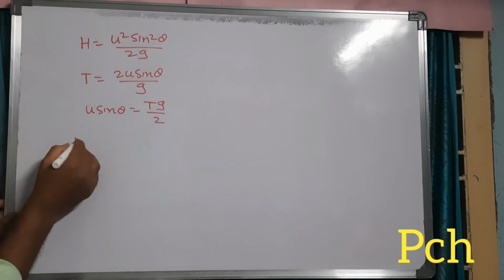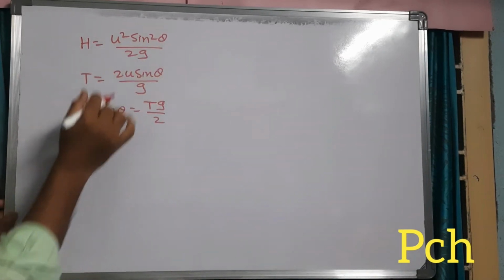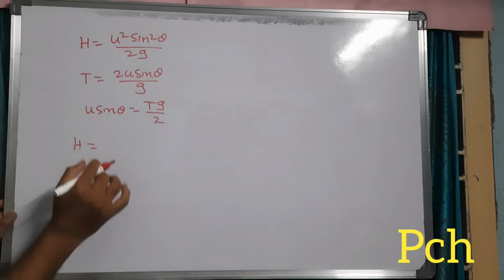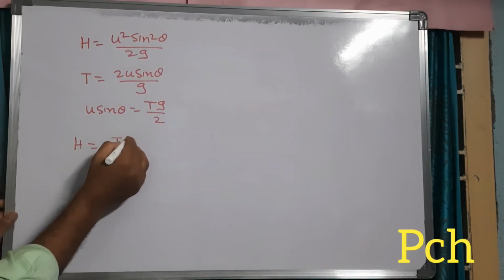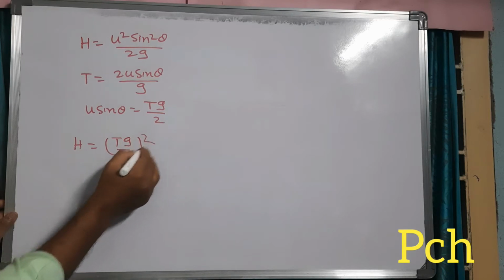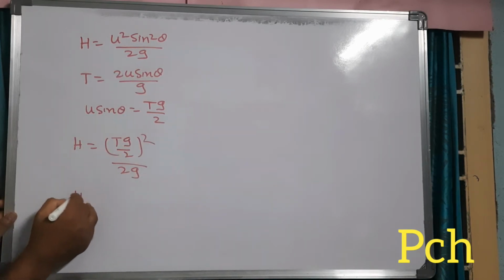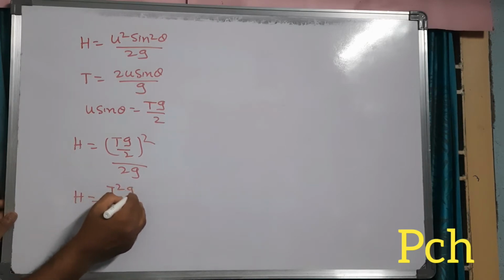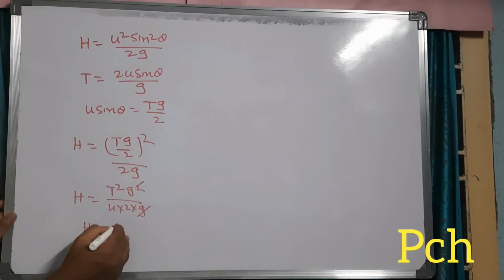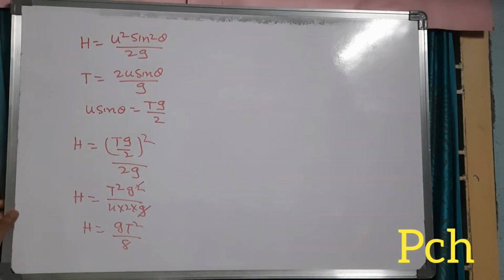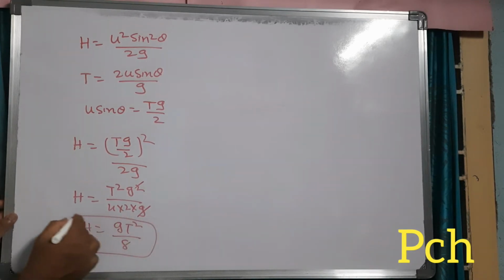Then h is equal to u square sine square theta, meaning (t g divided by 2) whole square, this whole divided by 2 into g in the denominator. So then h is equal to t square g square divided by 4 into 2 into g. So this g will be cancelled. Then h is equal to g t square divided by 8. So this is the relation between maximum height and time of flight.